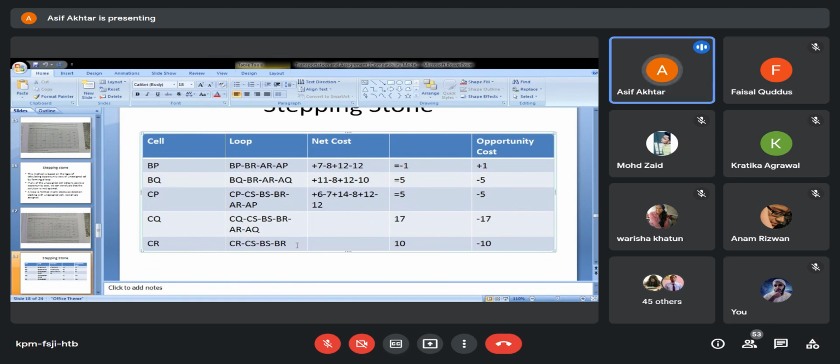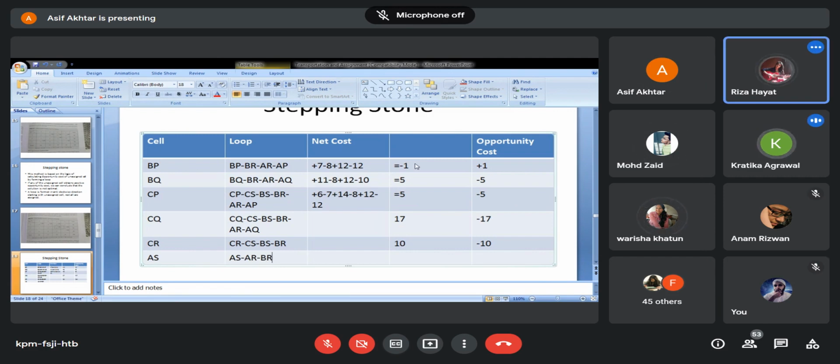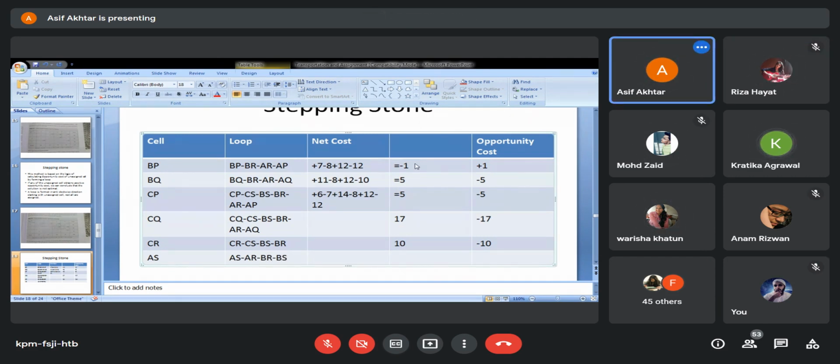Right? So if I write down the loop of AS, अगर मैं AS का loop लिखूंगा, how shall I write the loop of the AS? The starting cell is AS, then AR, dash. After that, AR. Next, BR, and BS. Yes. This is the way we write the loop.